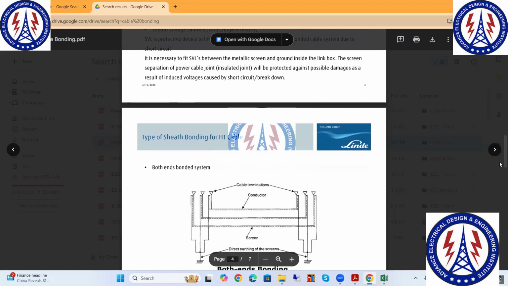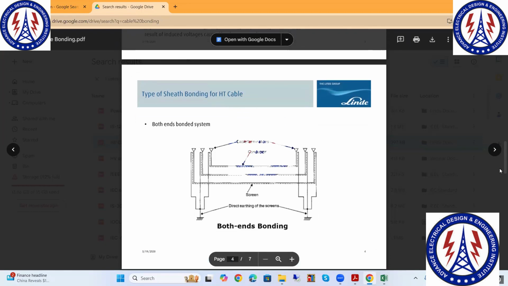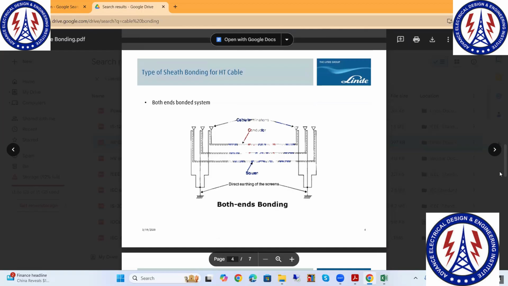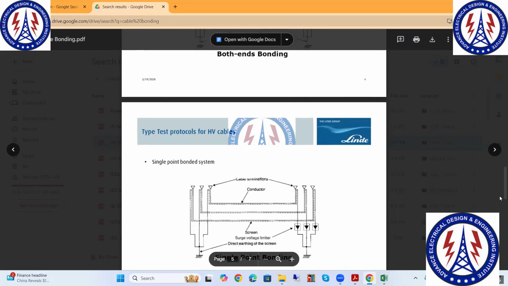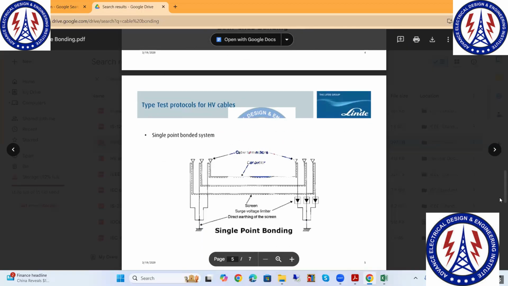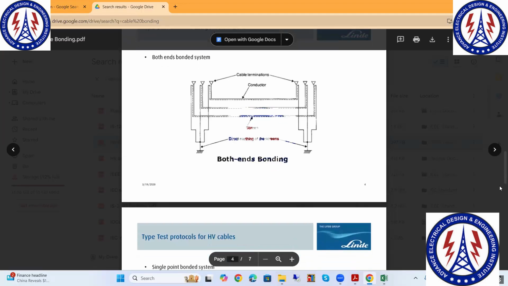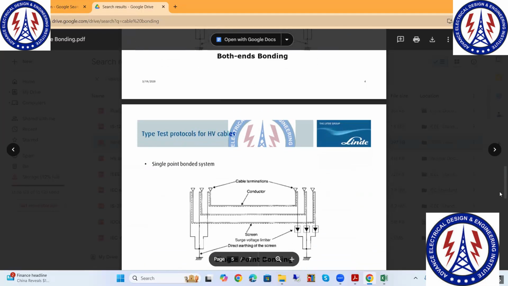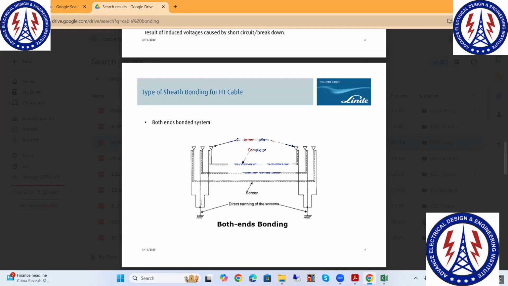In case of EHV cable, they use these methods, both ends as well as single end. For very high voltage cable, both methods can be used, single end as well as both ends. But you should remember the screening should be pointed at one end and then grounded.